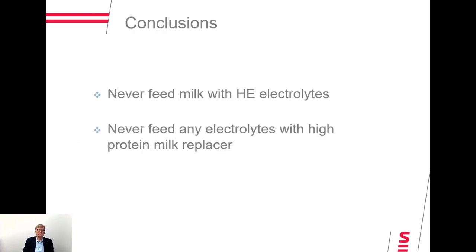So my conclusions are: never feed milk with high energy electrolytes, and never feed any electrolytes with high protein milk replacer. If you need to feed electrolytes with these rations, they need to be given as a separate meal. And I will show in a few slides that this is a practice we recommend, period.